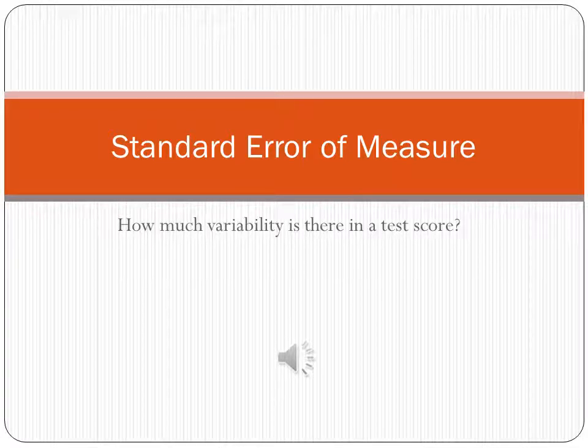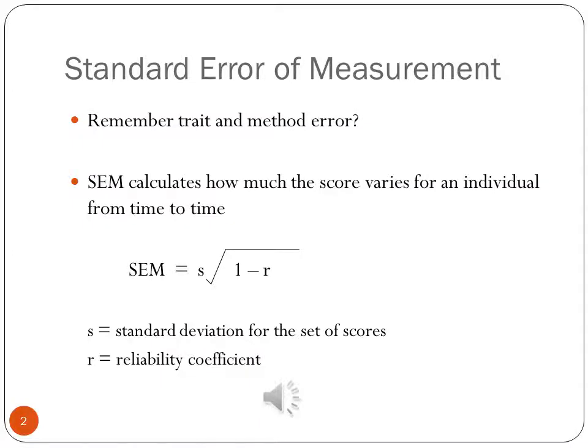This last presentation on the various types of simple statistics is about the standard error of measure. The standard error of measure talks about how much variability there is in a test score. Do you remember last week when we talked about trait and method error? One lies with the person and the other lies with the environment. Error is why a true score may not be the same as the observed score.